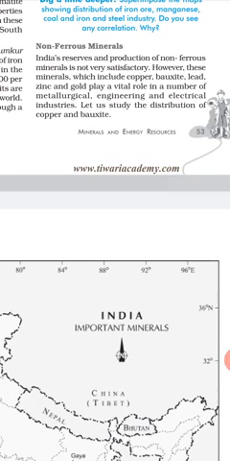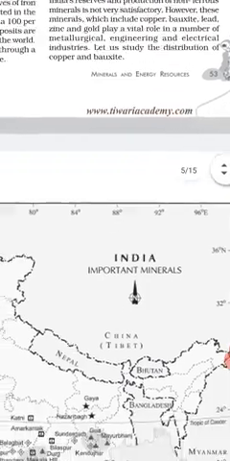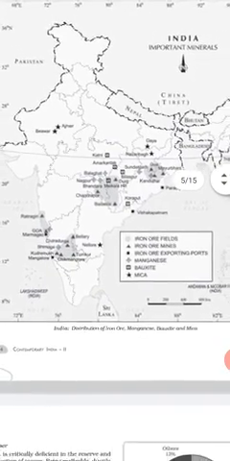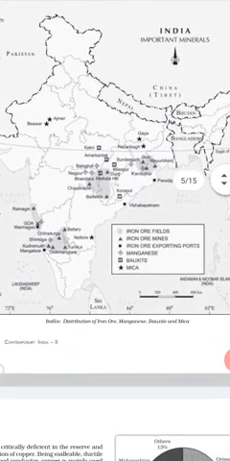Now we will start with the first, that is copper, and then bauxite. First of all, let us see the map where these minerals are found. A key has been given here, and in the key iron ore fields, iron ore mines, iron ore exporting ports, then manganese, bauxite and mica have been shown. Let us start with iron ore fields, and you have seen these major iron ore fields.